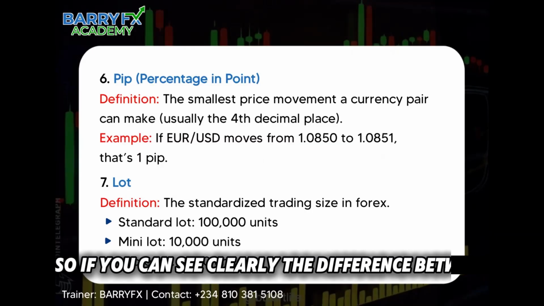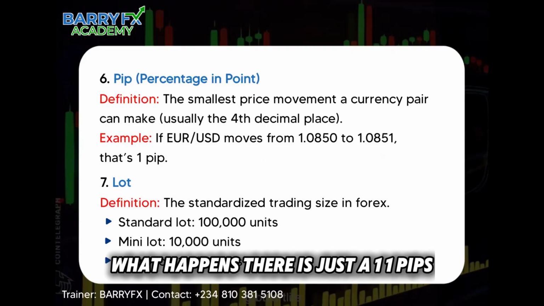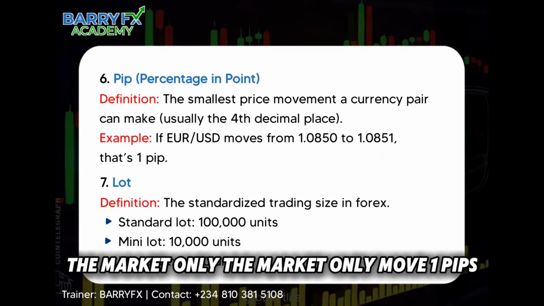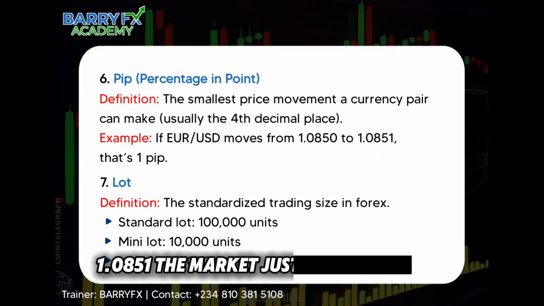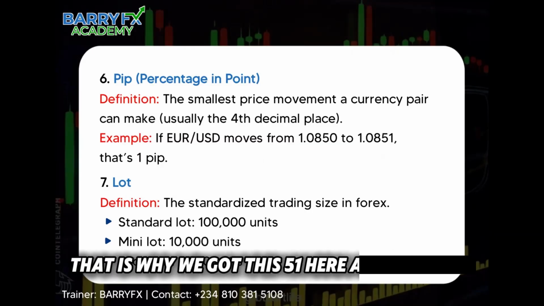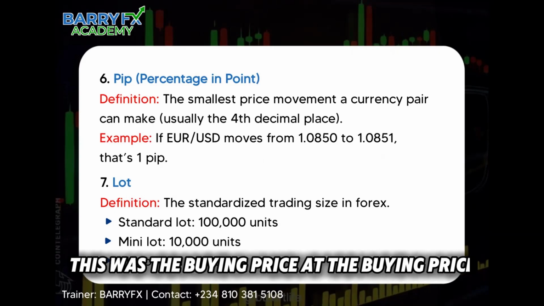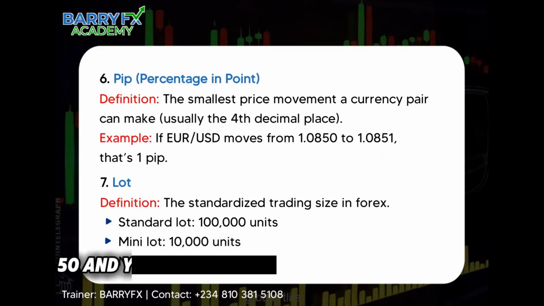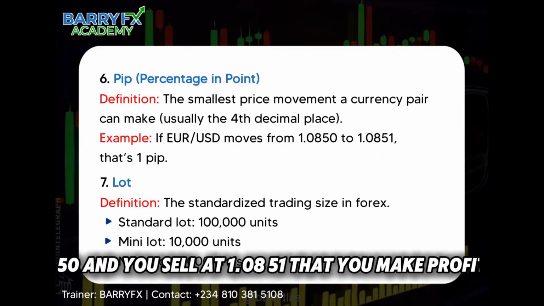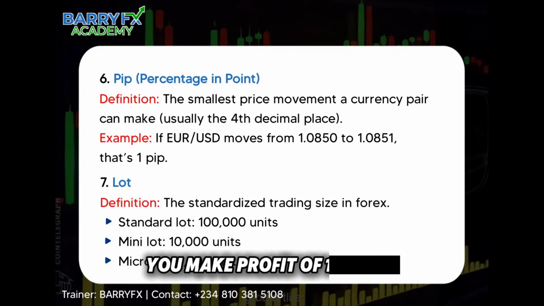So if you can see clearly, the difference between what happens there is just one pip. The market only moved 1 pip. That is why we get 1.0851. The market just moved 1 pip. That is why we got this 51 here, and here is 50. This was the buying price. The buying price was 1.0850, and you sell at 1.0851, so you make a profit of 1 pip.